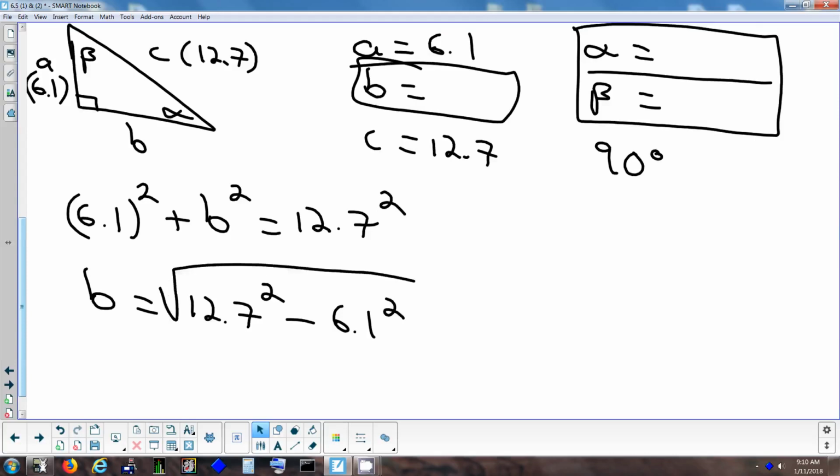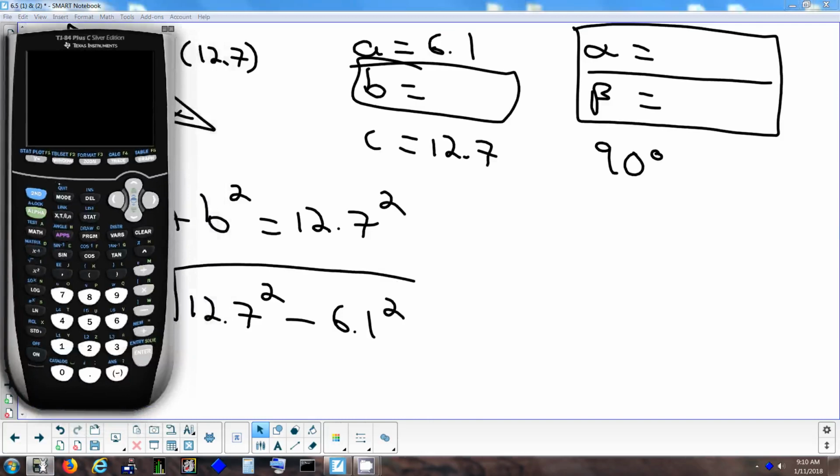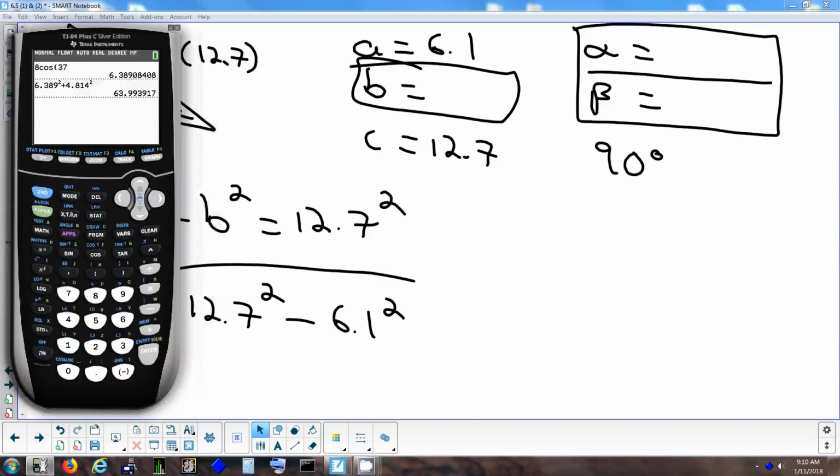So I'm just going to type all that in at once, and by doing it this way, I'm not rounding anything off until the very last step. Rather than take 12.7, square it, and round it, 6.1, square it, round it, there's no rounding until the very end. And that's a better way to do it. So square root of 12.7 squared minus 6.1 squared. Okay, so we get 11.139.